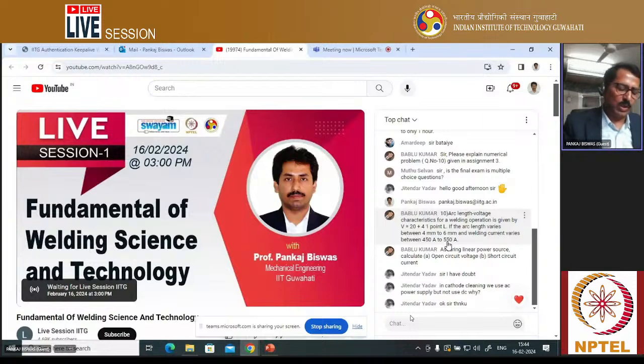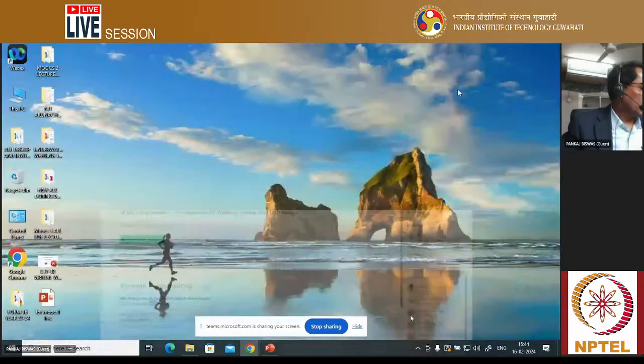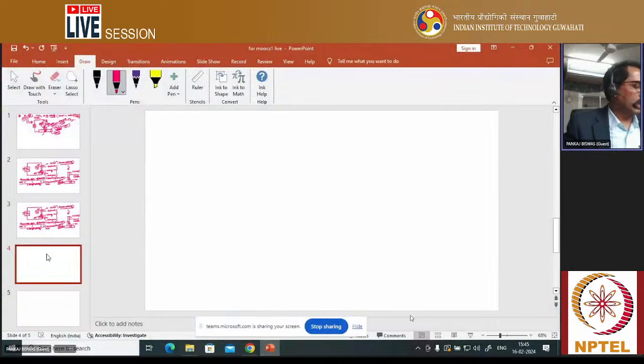Now, what do you need to find out? What is the short circuit current and short circuit voltage? This you need to find out. So I am just doing this and then it will be very clear to you. Here it is already mentioned that the power source characteristic is considered as a straight line. So I am drawing this, then it will be better for you.